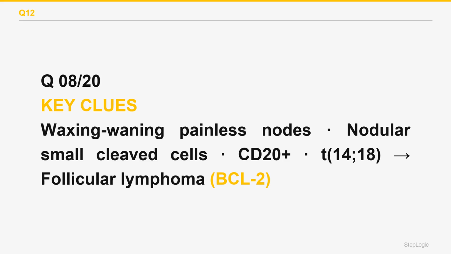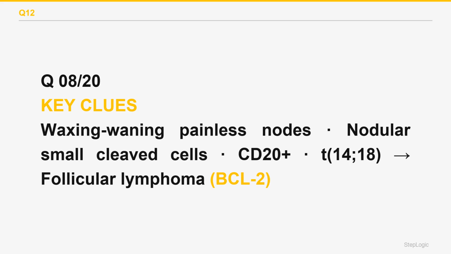This is follicular lymphoma, the most common indolent non-Hodgkin lymphoma in adults. It is defined by the t(14;18) translocation, which moves the BCL2 gene on chromosome 18 next to the immunoglobulin heavy chain promoter on chromosome 14. This drives overexpression of BCL2, an anti-apoptotic protein.